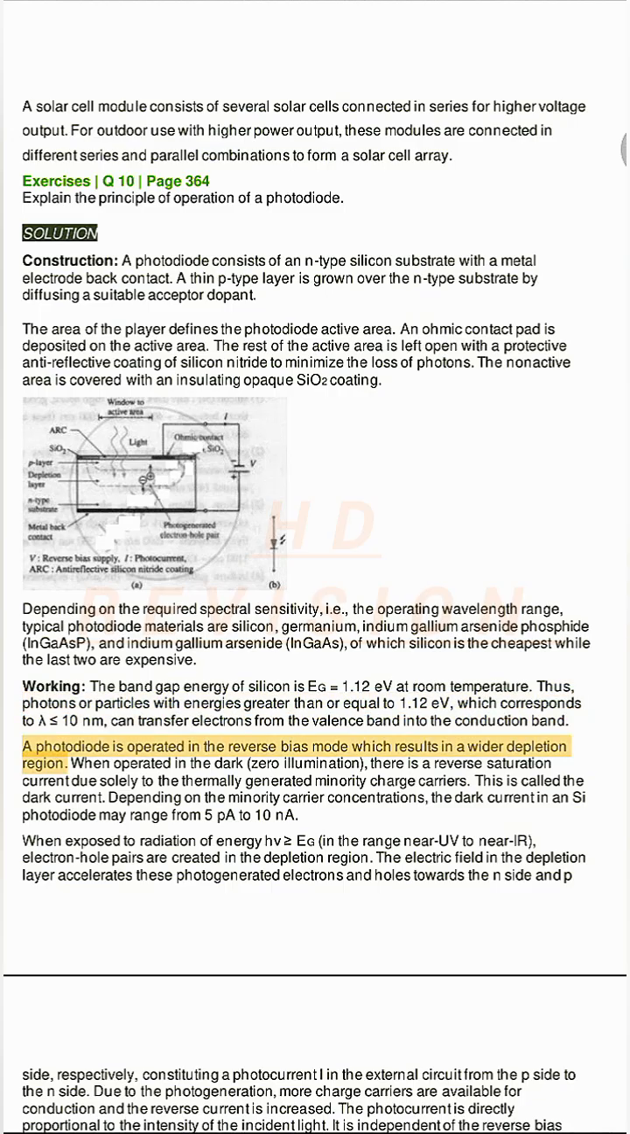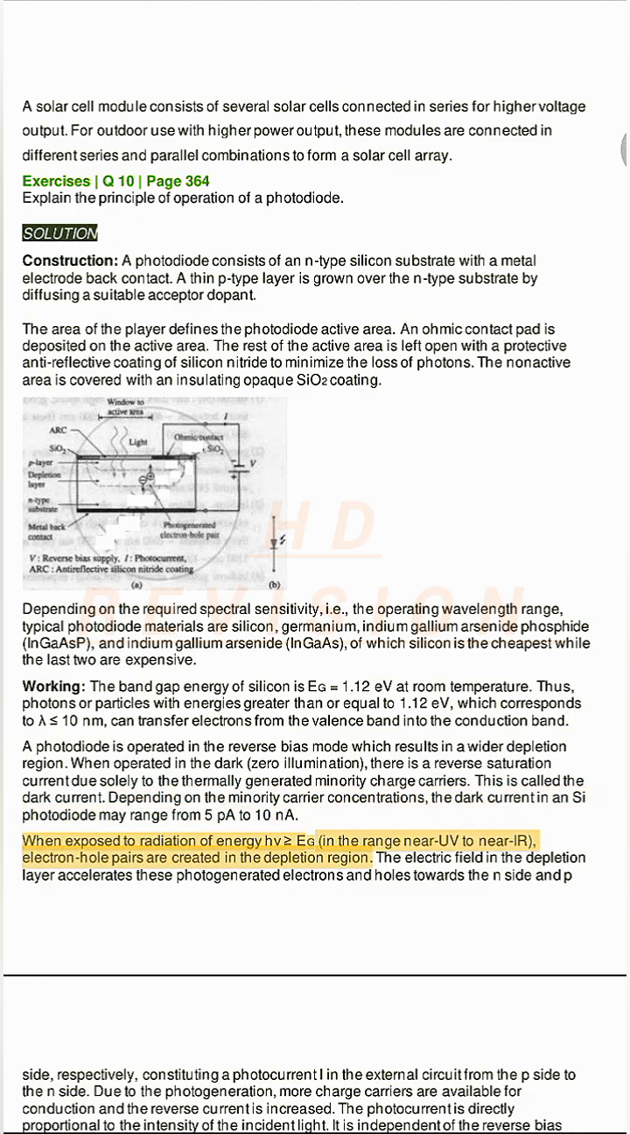A photodiode is operated in the reverse bias mode, which results in a wider depletion region. When operated in the dark, zero illumination, there is a reverse saturation current due solely to the thermally generated minority charge carriers. This is called the dark current. Depending on the minority carrier concentrations, the dark current in a PN photodiode may range from 5 picoamperes to 10 nanoamperes.